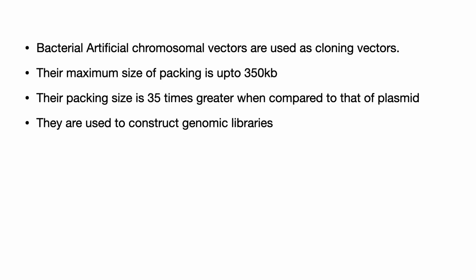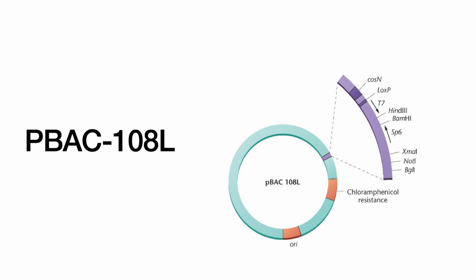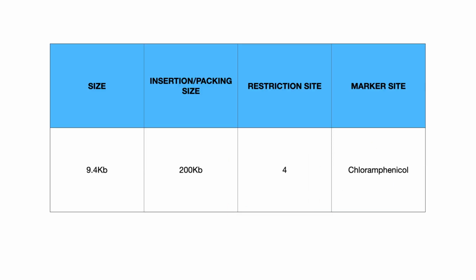Few of the bacterial artificial chromosomal vectors are PBAC1080. Its size is 9.4 kb and its insertion or packing size is 200 kb, which is 20 times greater when compared to that of a plasmid. And it has 4 restriction sites and 1 marker site, that is chloramphenicol.